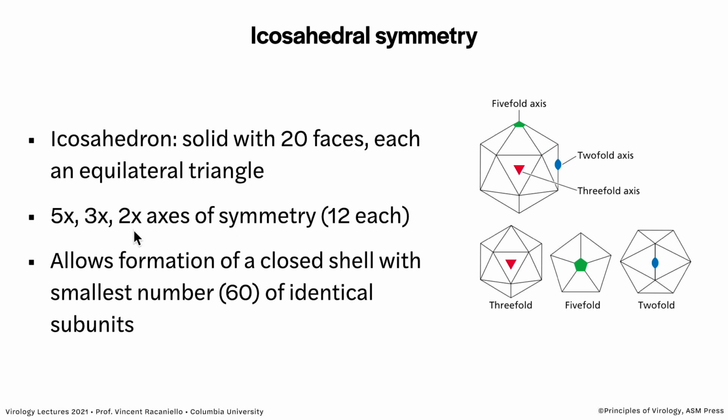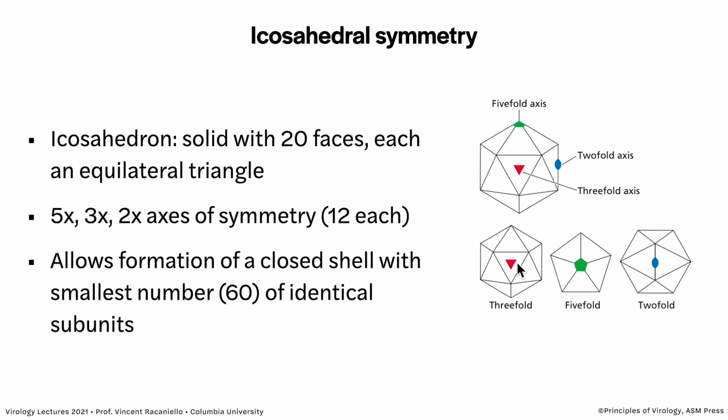Very simple. Well, there are 5, 3, and 2-fold axes of symmetry. They're 12 each. You can count them up. 5-fold axis is here in green. It simply means there are 5 copies of the subunit, the structural unit around the 5-fold axis. 2-fold, there are 2 copies. 3-fold, there are 3. And you can see them here, 5-fold, 2-fold, and 3-fold.